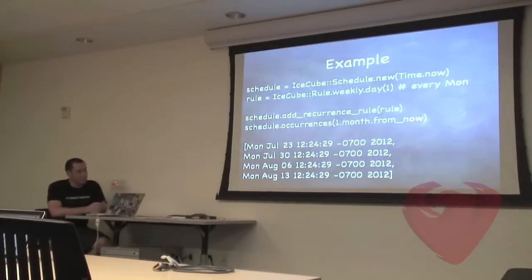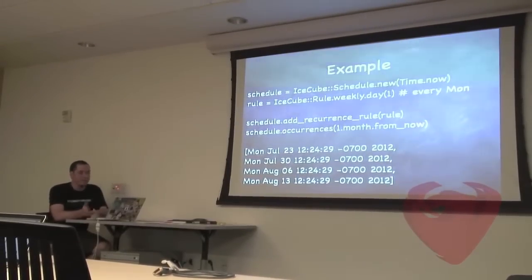So here's a simple example. You say IceCube Schedule.new, and then start it for today. So my schedule is going to start today, moving forward in time. And then a very simple rule is every Monday. It has a syntax where you'd say this rule is going to be weekly, and day one would be Monday. All the days are zero-based, so Sunday is zero, Saturday would be a six. So that's what it's saying.